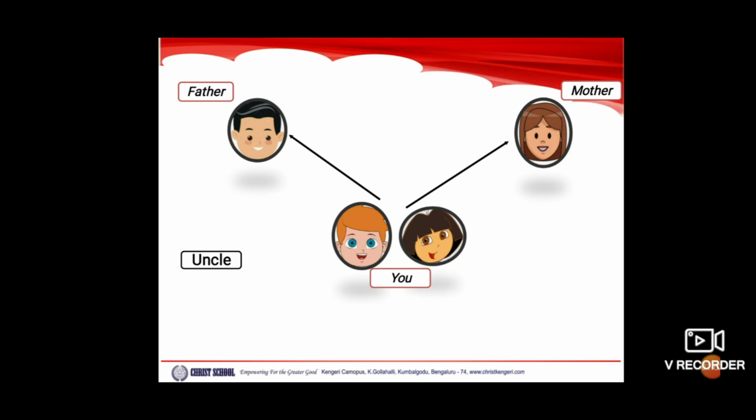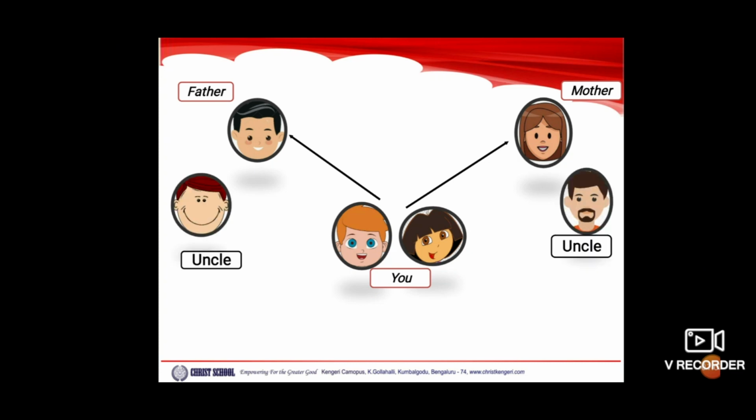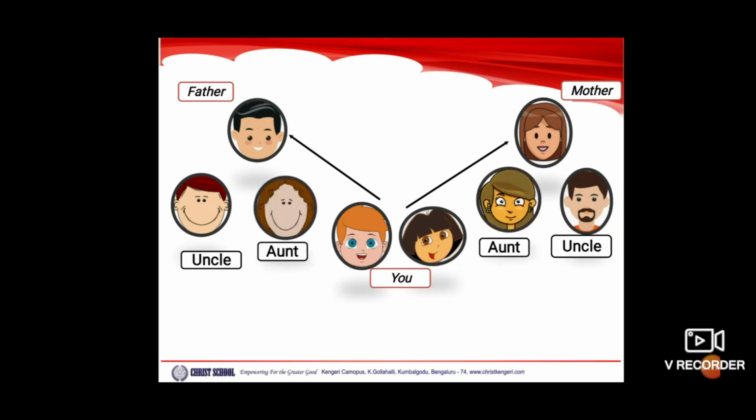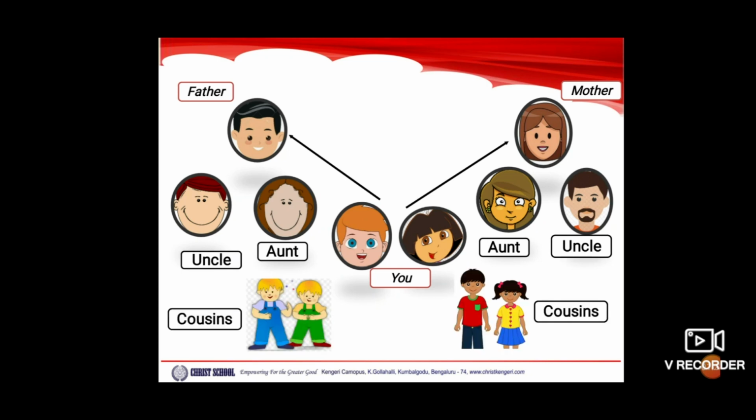Now again, this is you and your parents, and the brothers of your parents, that is the brother of your father as well as the brother of your mother. We call them uncle. And the sister of your father and the sister of your mother are called aunt. And their children will be your cousins.